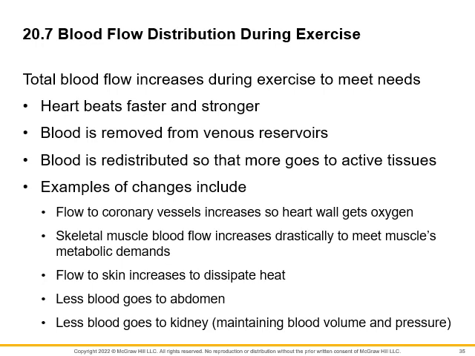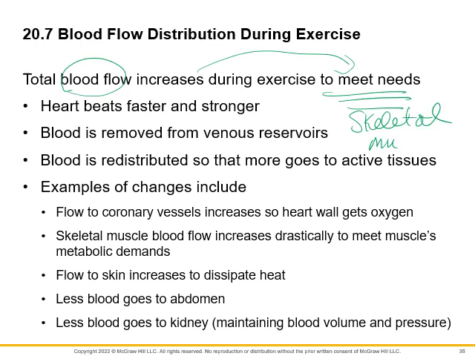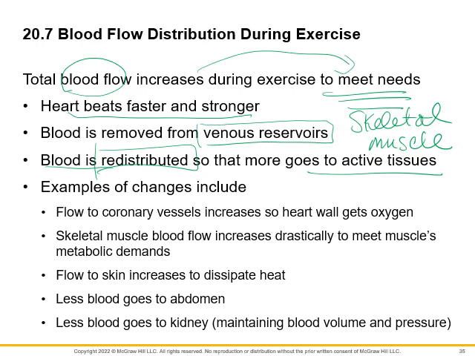The next slide, I don't want you to memorize any of the numbers. I just want you to look at, are there times that we need to move blood to certain areas to meet the needs of that tissue? And hopefully we're all saying yes, right? So total blood flow during exercise is going to go to the areas where it needs to be the most, right? We're probably thinking of skeletal muscles, right? So the heart's going to beat faster. We're going to push blood from the venous reserve back into circulation. Blood is redistributed so that it goes to the active tissues.